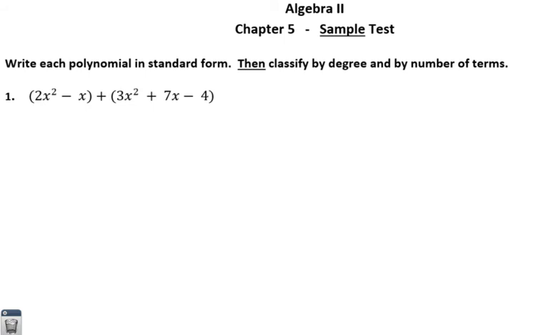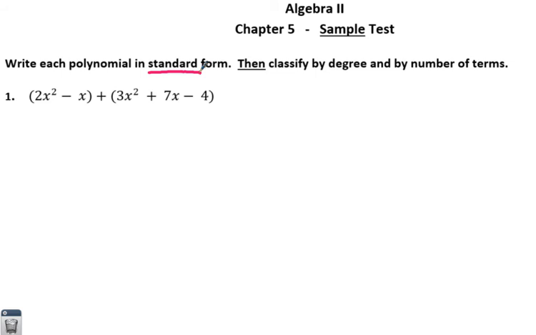Number 1, 2, and 3 are about writing in standard form, which means all extended out, like terms combined, no parentheses, no factors, just everything expanded out. And the terms being put in descending order, like the highest power first, and then it kind of goes down from there. And then you're going to classify by degree and by the number of terms.